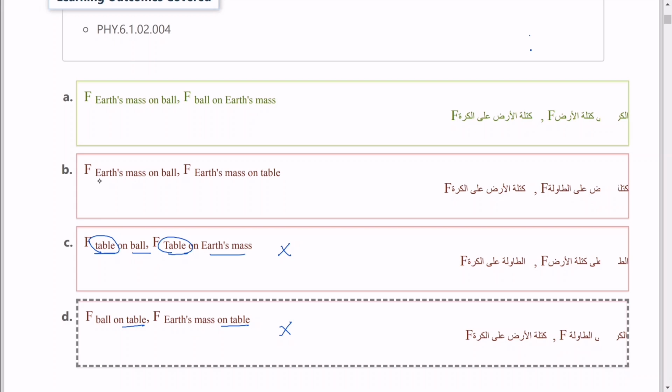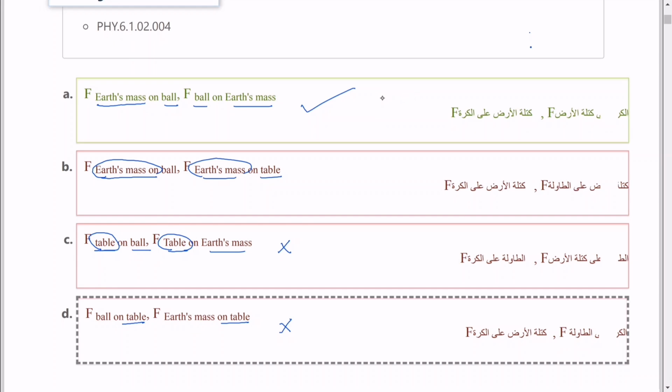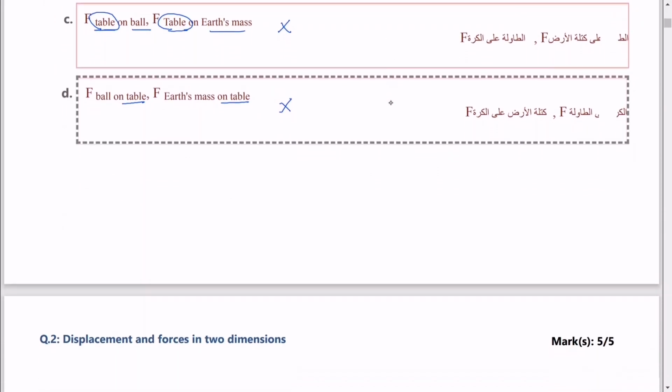Choice B, force applied by Earth's mass on ball and force applied by Earth's mass on table. Here also you can see the same agent, right? Both the forces are applied by Earth's mass. That is not correct. And in the first choice, here you can see force applied by Earth's mass on ball and force applied by ball on Earth's mass. When A applies a force on B, B applies an equal force on A. That is Newton's third law. So this is the correct answer. Let us move to the next question, question number 2.